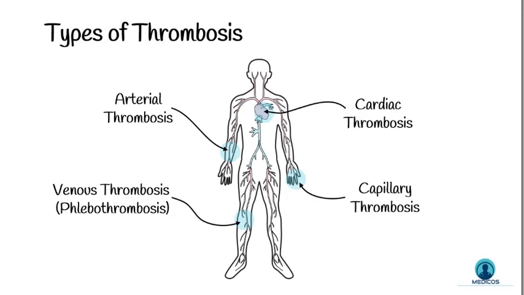When it comes to the types of thrombosis, there are four types. There is cardiac thrombi, there is arterial thrombi, there is venous thrombi, and there is capillary thrombi.